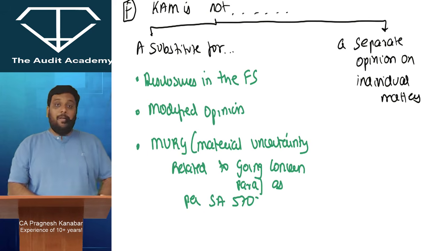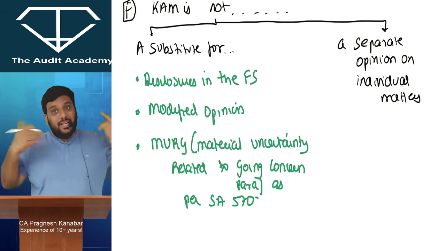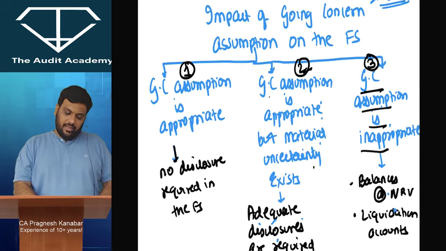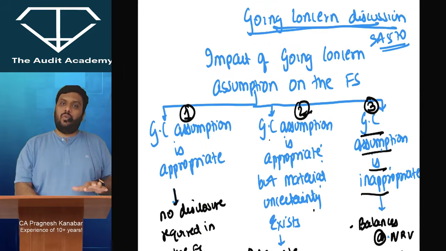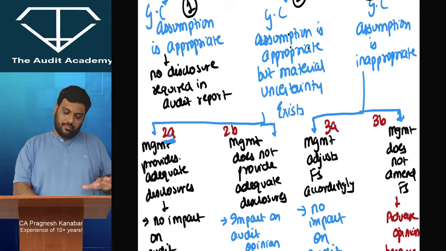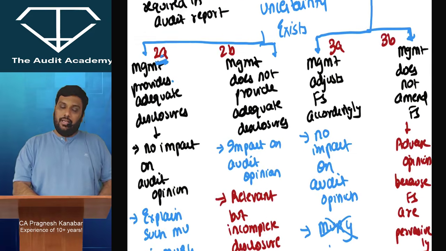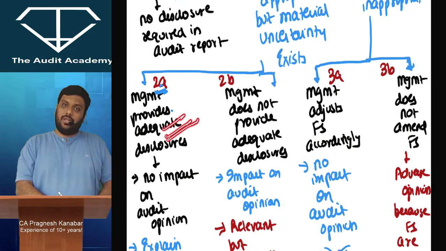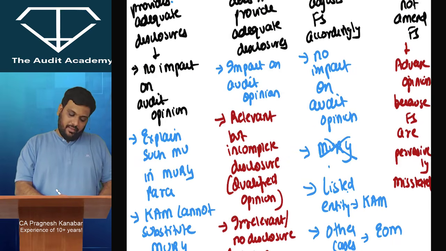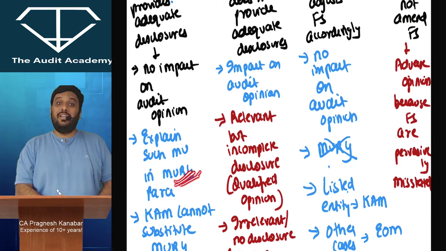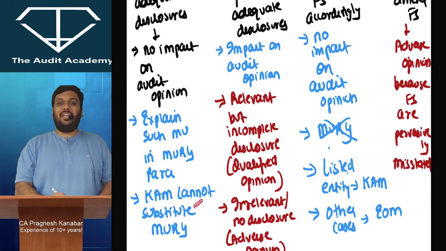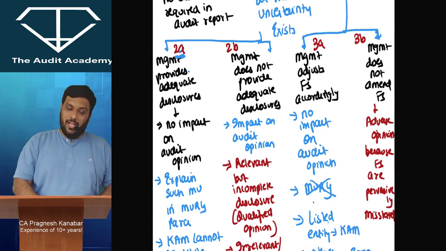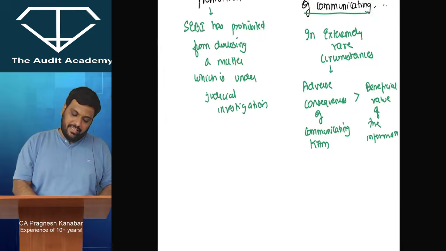All right. But still, if some students need an immediate reference, then after the concept of key audit matter, I have just copy pasted my notes of going concern assumption over here. So whenever there is a material uncertainty, if management provides adequate disclosures, we have to write it in the material uncertainty related to going concern paragraph. Key audit matter cannot substitute it. I have explained it over here, but this same chart I will revise in the SA 570 revision session.